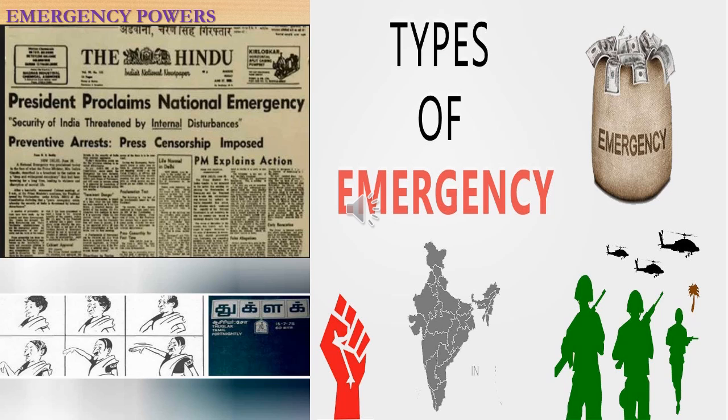Then the emergency power. In an unwanted situation, the President has some power. So that is the emergency power. The President has been empowered by the Constitution to proclaim 3 types of emergency: national emergency under Article 352, state emergency under Article 356, and financial emergency under Article 360. We have learned about the emergency powers in the previous lesson itself. So these are the powers of the President.